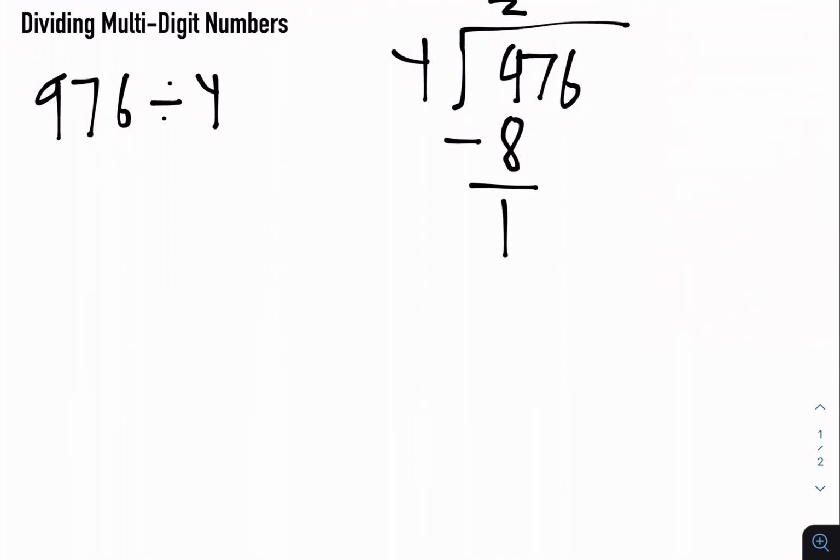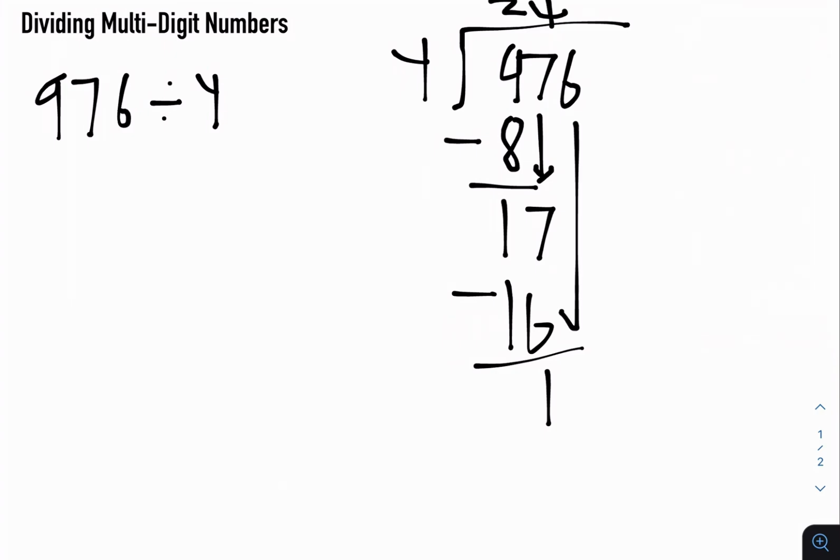So we bring down this 7 and ask ourselves, how many times does 4 go into 17? And the answer is 4, because 4 times 4 is 16. And then we subtract that again from 17. And we get 1. And finally we bring down the 6.